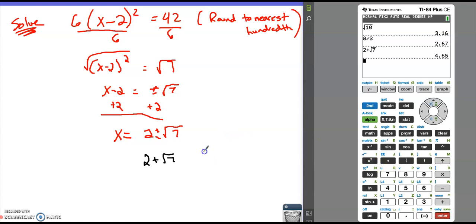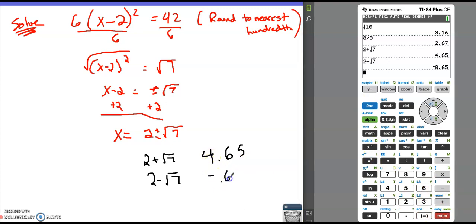So 4.65. And then you're going to go back and plug in 2 minus the square root of 7. So negative 0.65. And that's how you use your calculator with square roots.